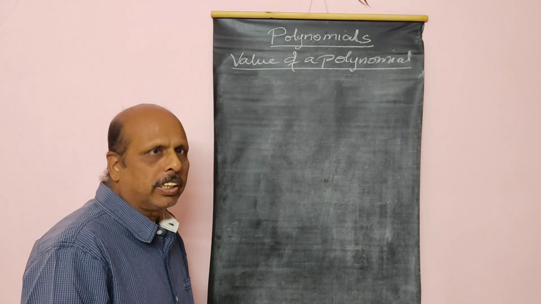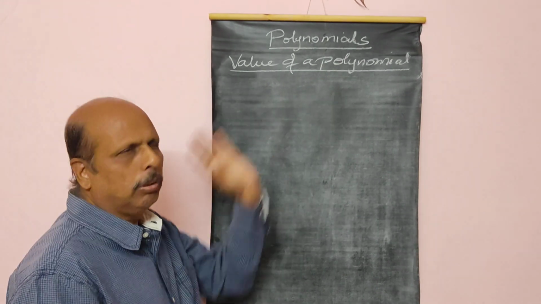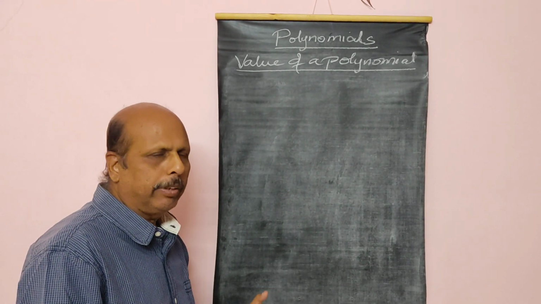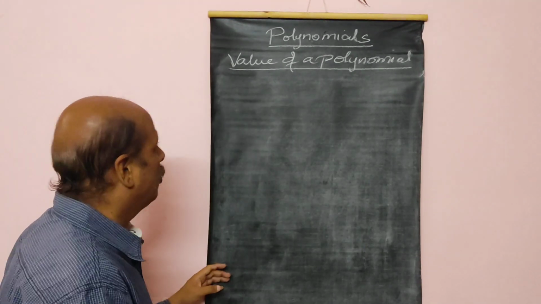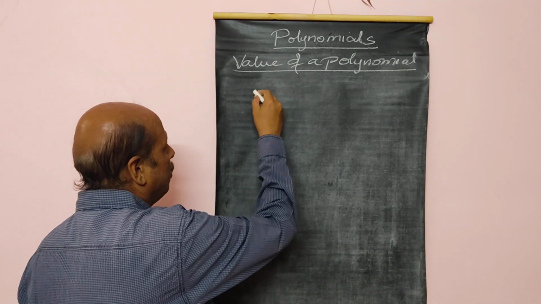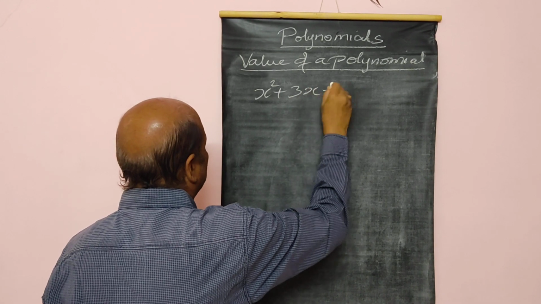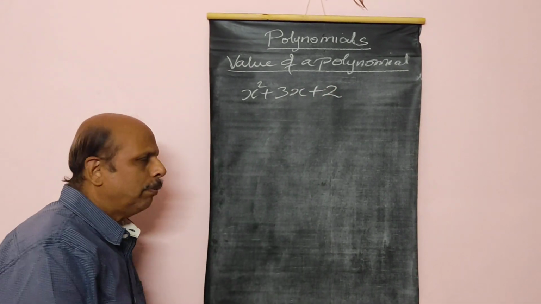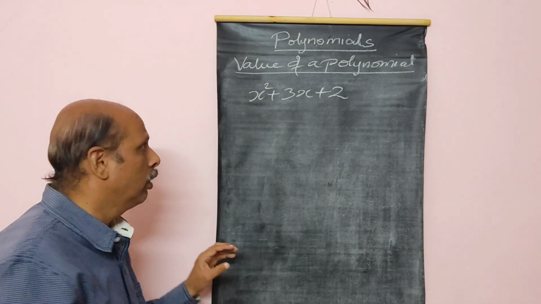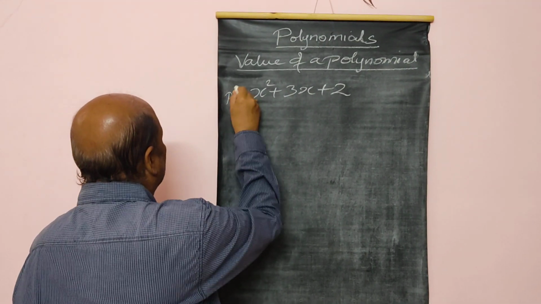Now the next topic is value of a polynomial. We have seen the different types of polynomials, so now let's find out the value of a polynomial. We will explain with an example. Suppose 3x square plus 3x plus 2 is a polynomial. We will say it's a polynomial in x.